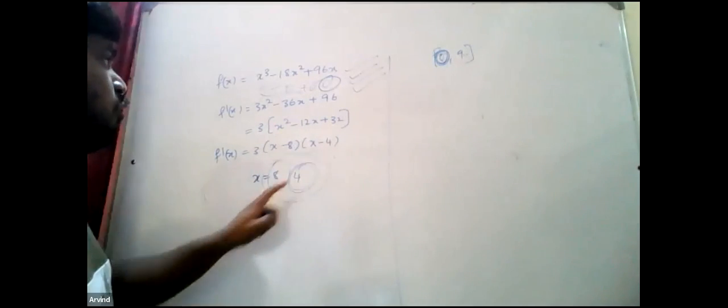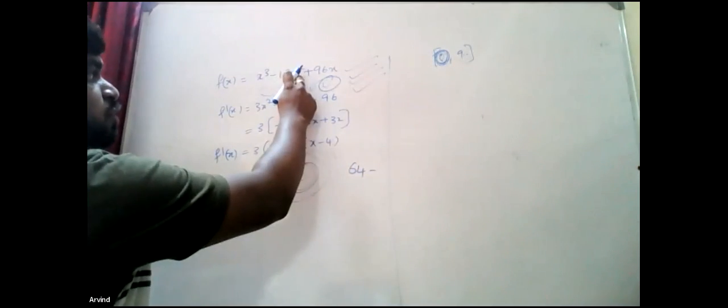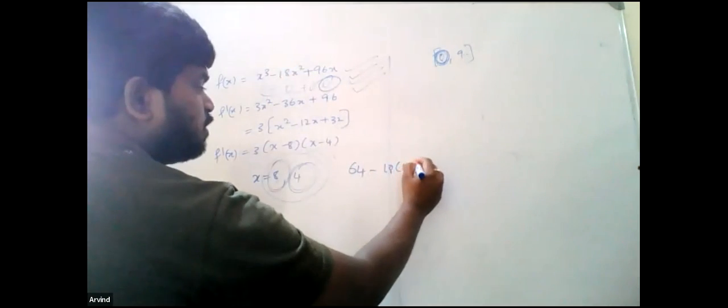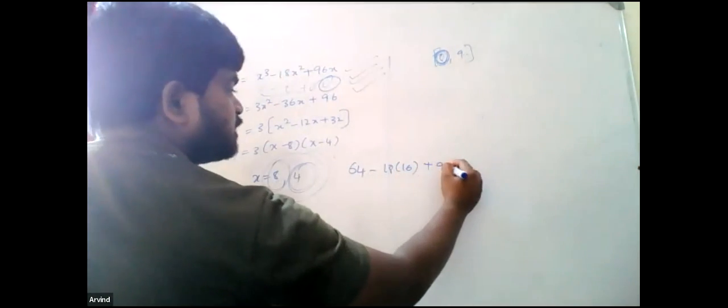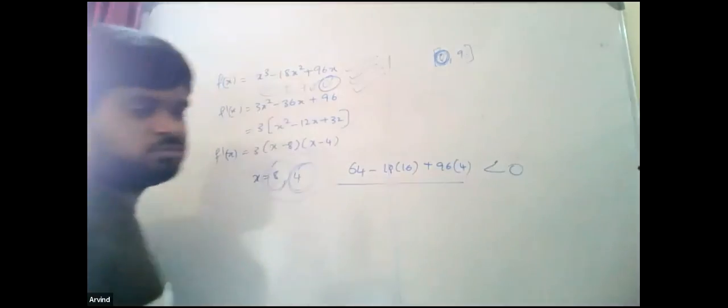But suppose I give 4 and check. 4 cube is 64 minus 4 square is 16, 18 into 16, plus 96 into 4. Definitely this value is not less than 0.